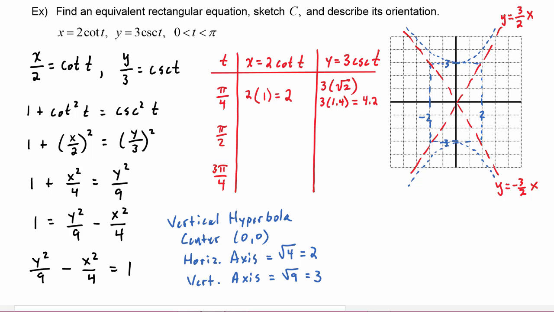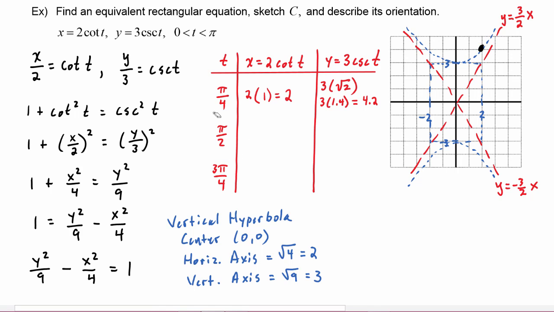So looking at our graph, we would need to plot the point (2, 4.2). And that actually makes sense on the graph. We come over here to 2 and then go up by 1, 2, 3, 4.2. That's going to be right here.